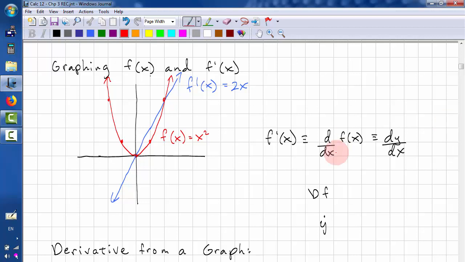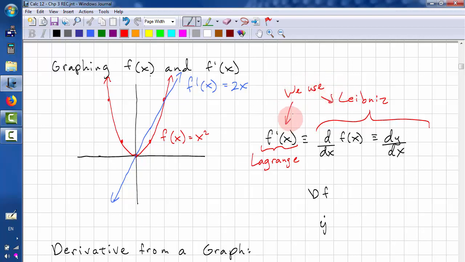Okay, let's look at some notation. This is Lagrange's notation. This is Leibniz notation. And we use both of these. However, this is preferred.